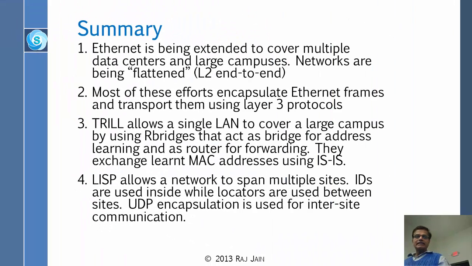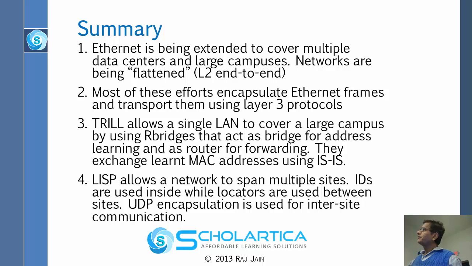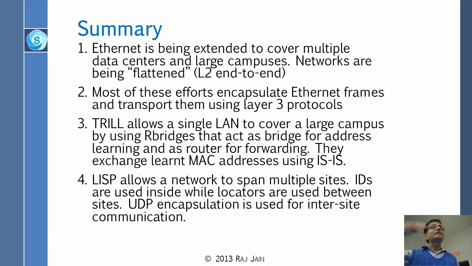Okay. So the summary is that Ethernet is being extended to cover multiple data centers and large campuses. Networks are being flattened end to end. Most of the efforts encapsulate Ethernet frames and transport them using layer 3 protocols. TRILL uses IS-IS and LISP uses UDP basically, and they use IP addresses. TRILL uses MAC addresses, Ethernet addresses. So you saw two different approaches. In TRILL, we use MAC addresses as the outside header and we send it over, and in LISP we use the IP addresses in the outside header.